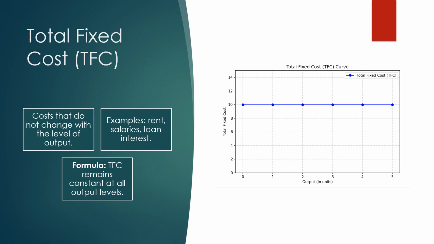Total fixed cost. Costs that do not change with the level of output, for example rent, salaries, loan interest, etc. The total fixed cost always remains the same. That's why this graph is a line parallel to the x-axis.